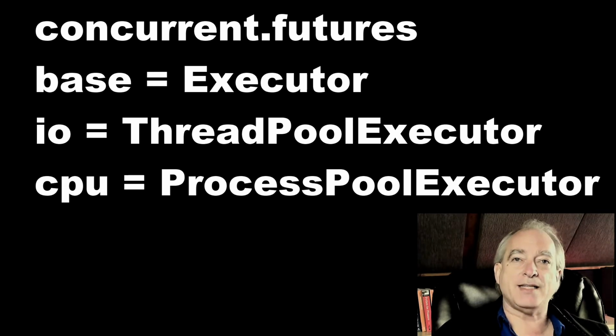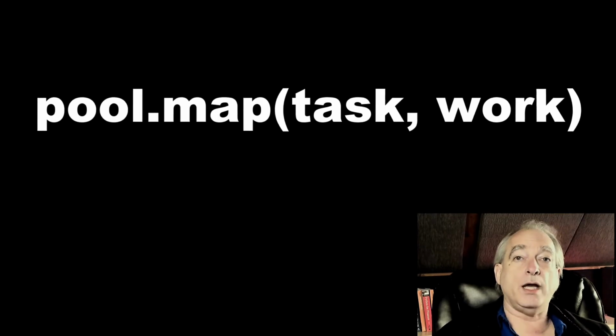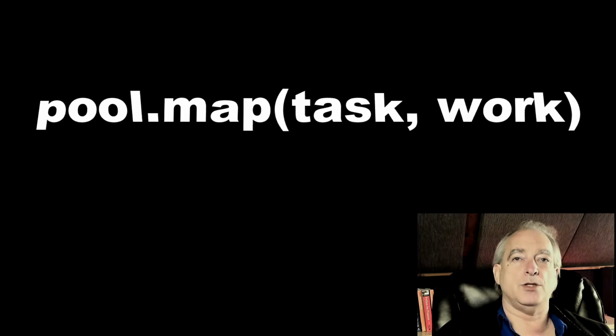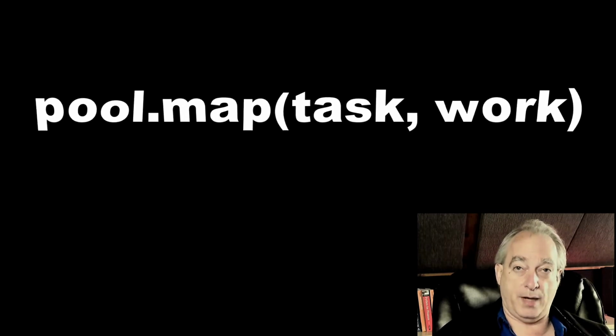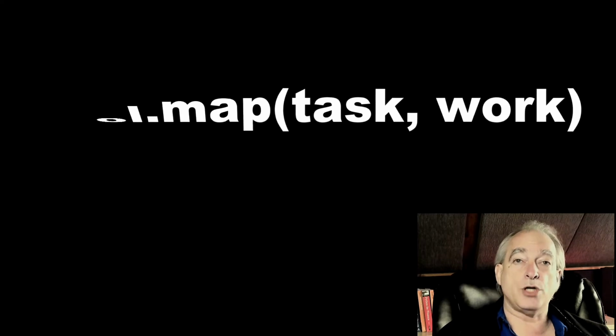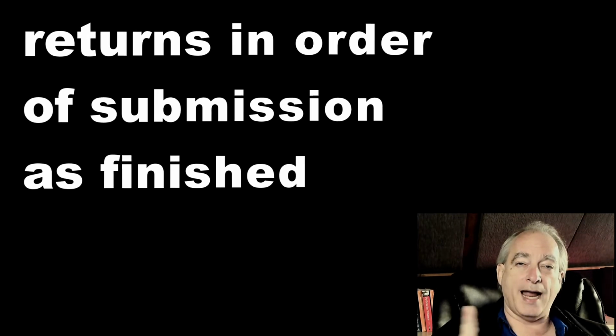The base class is Executor, but you have a ThreadPoolExecutor and a ProcessPoolExecutor, but they both have the same API. Now, within that, we're only going to talk about mapping, which is the simplest way to do it. And mapping just takes a big list of iterable inputs and maps it into a pool of either thread workers or process workers, and then does the work, and it returns in order as they get done.